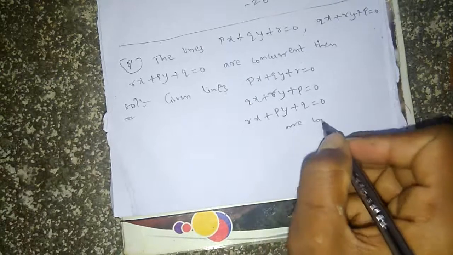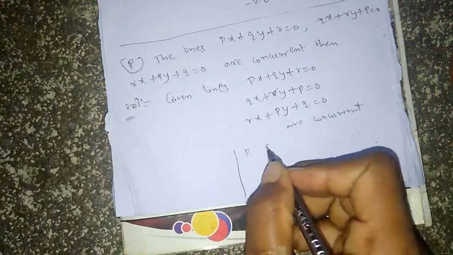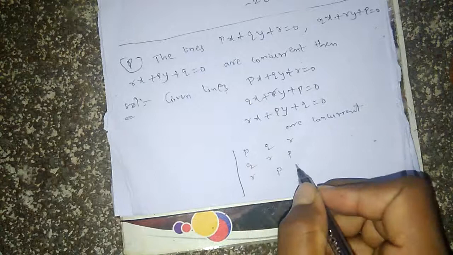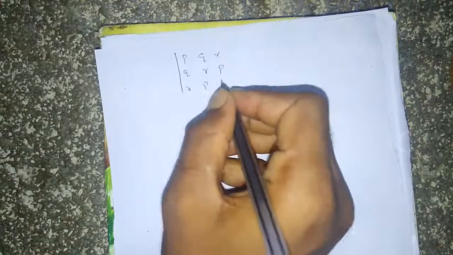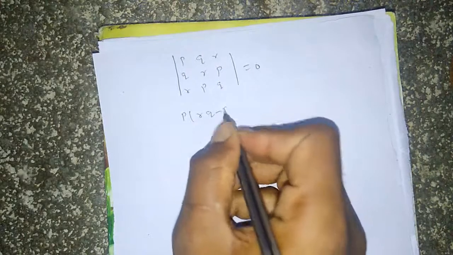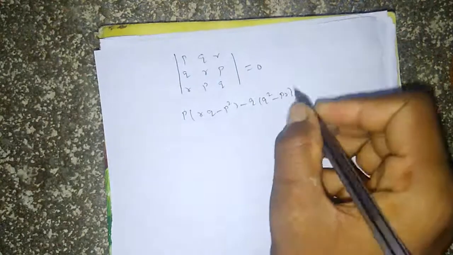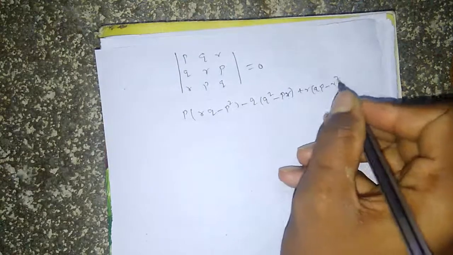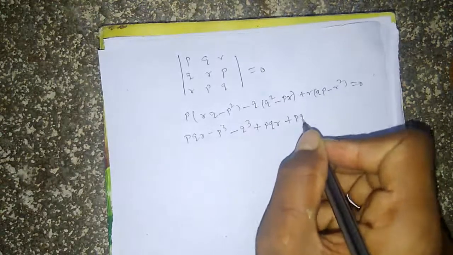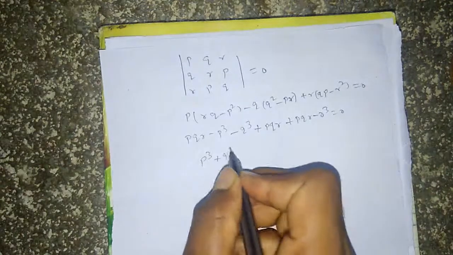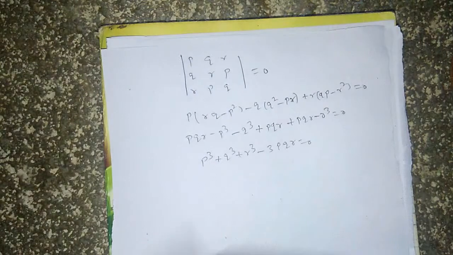Lines are concurrent implies det is equal to 0. The determinant p q r, q r p, r p q is equal to 0. That is p(rq - p²) - q(q² - pr) + r(qp - r²) = 0. pqr - p³ - q³ + pqr + pqr - r³ = 0. p³ + q³ + r³ - 3pqr = 0. That is the required condition.